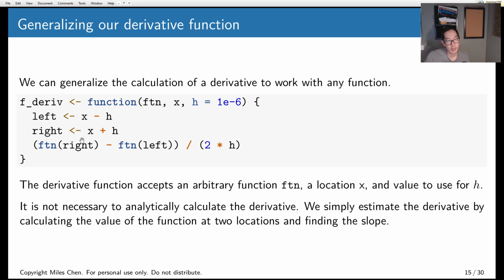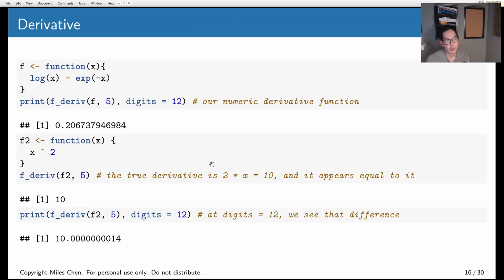So I'm going to calculate, okay, what is my left side value? That's going to be x minus h. What is my right side value? That's going to be x plus h. And then we're going to calculate the function on the right side value, subtract off the value of the function on the left-hand side, and divide by 2h, okay? And whatever that is, this will be a way to generalize our numeric approximation to the derivative, okay? So this is just calculating the value of the function at 2 locations and then taking the difference in f and dividing by the size of the difference there. So that's going to give us a numeric approximation to the thing.